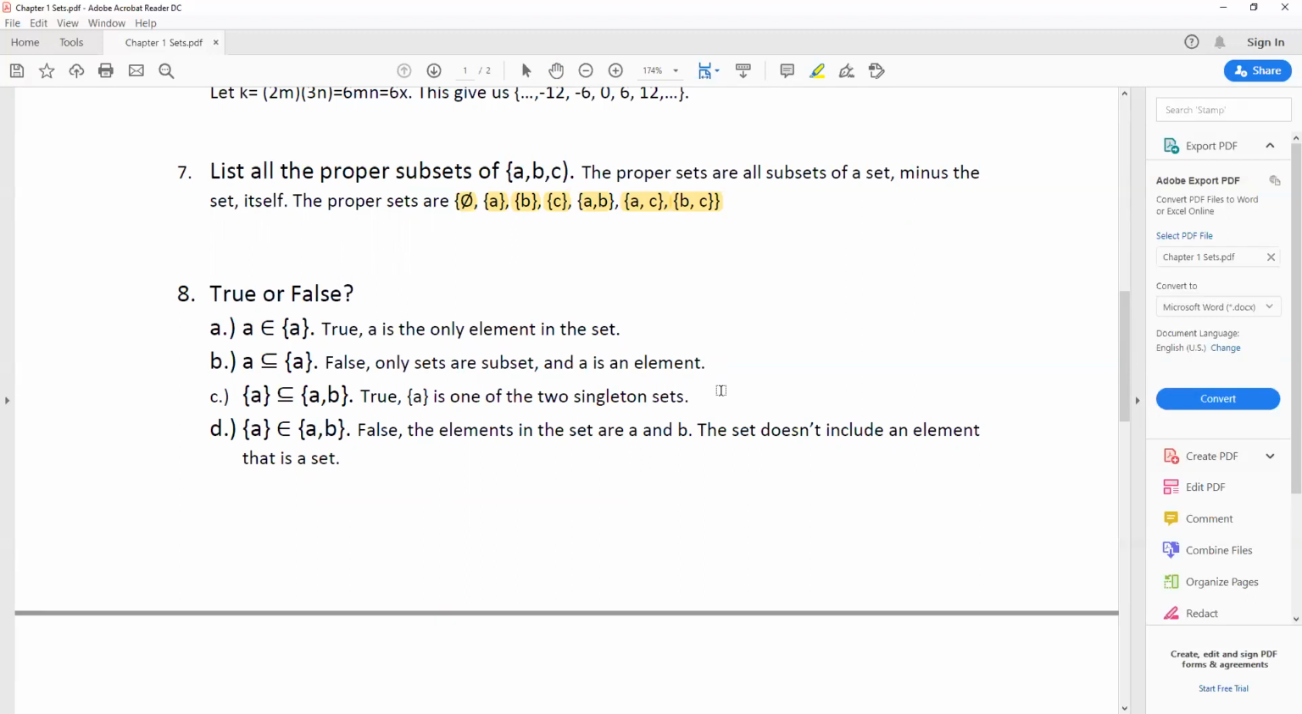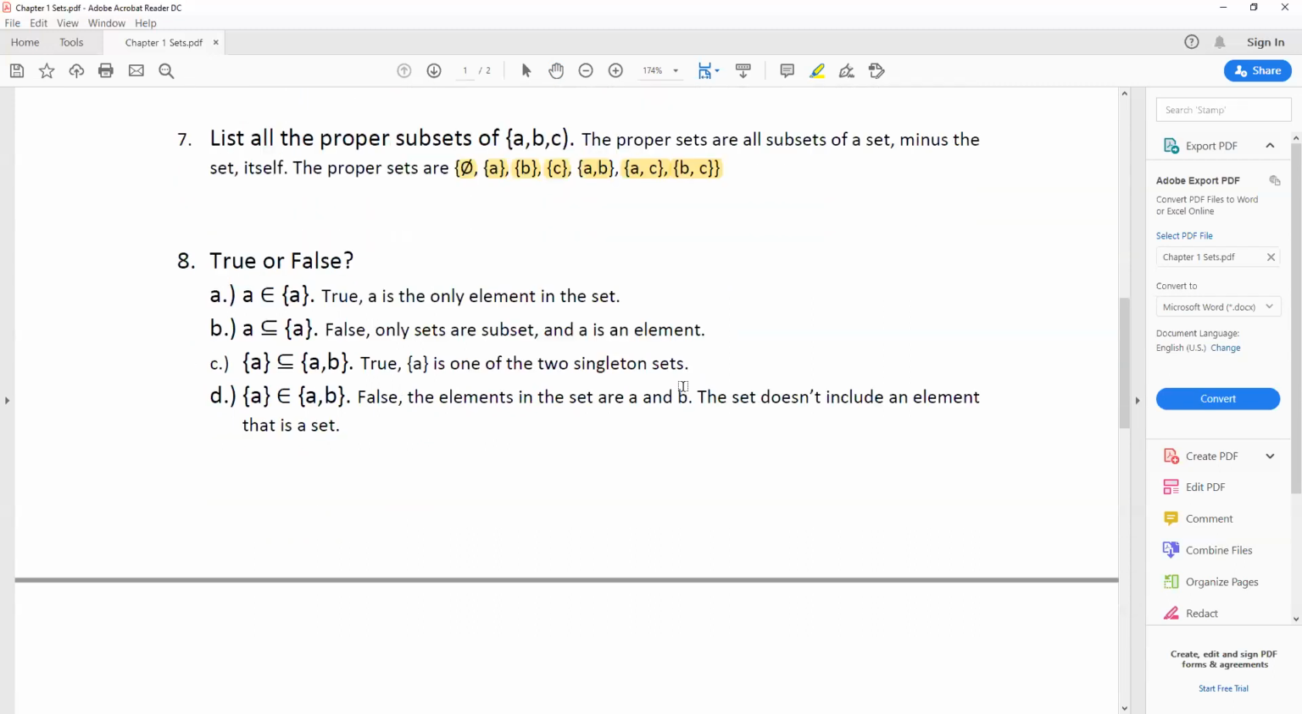And part D, the set containing A is an element of the set containing A and B. That's false. The elements in the set are A and B. The set does not include an element that is a set. It is true that elements may be sets. In fact, we saw several of those earlier in this exercise.